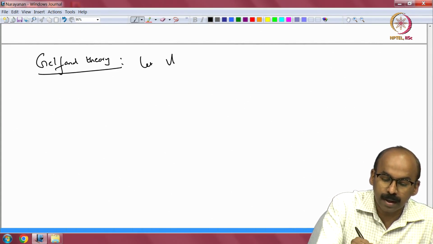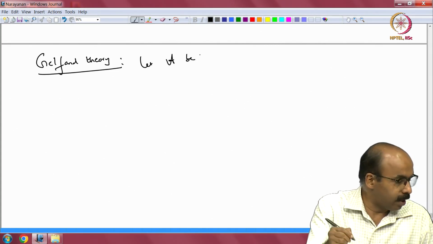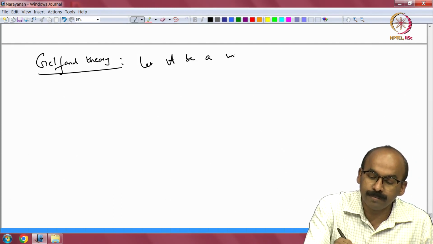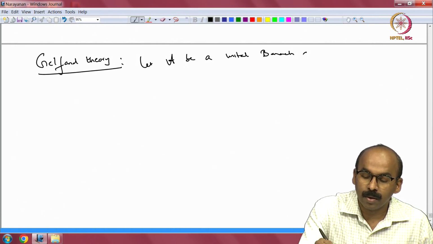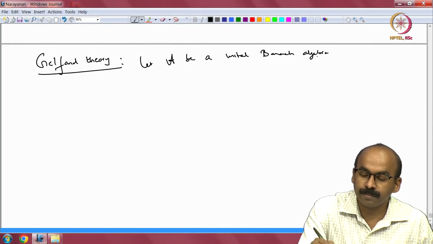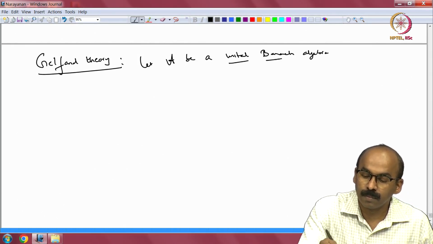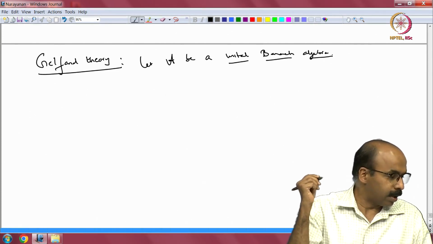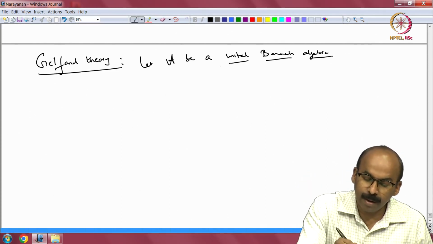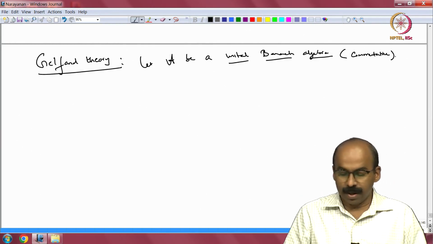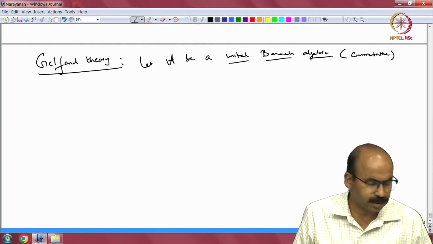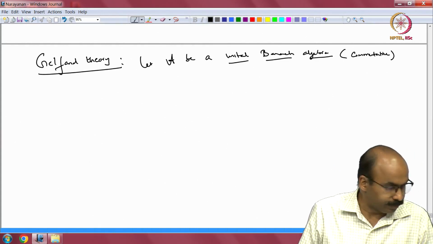So, let A be a unital Banach algebra. Commutative, well, maybe I will put in commutative as well. As I said, most of these things do not need the assumption of commutativity, but in our course it is always assumed that it is commutative.